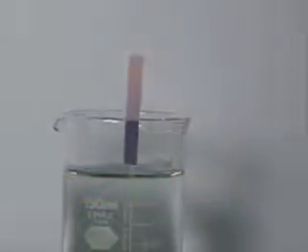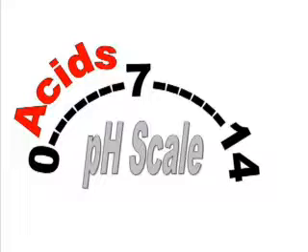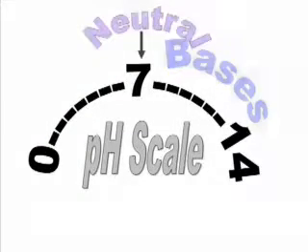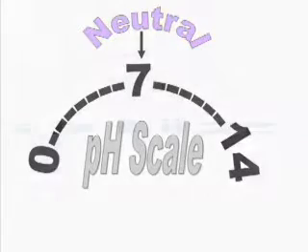You've all heard of the pH scale. It runs from 0 to 14. Acidic solutions have pHs below 7. Basic solutions, also called alkaline solutions, have pHs greater than 7. Neutral solutions have a pH of 7, but we'll talk about pH another time.